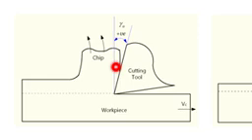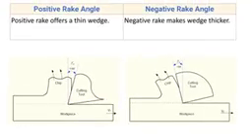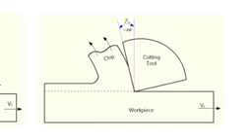As this angle is positive, here you can see this is a positive rake angle, and due to this positive rake angle, the wedge of this cutting tool gets thinner. Now negative rake makes the wedge thicker. So here this is an example of negative rake angle. Due to this negative rake angle, the wedge of the cutting tool is thick.